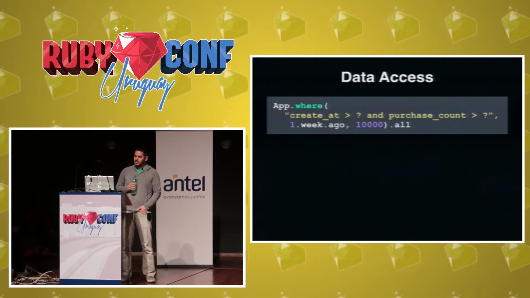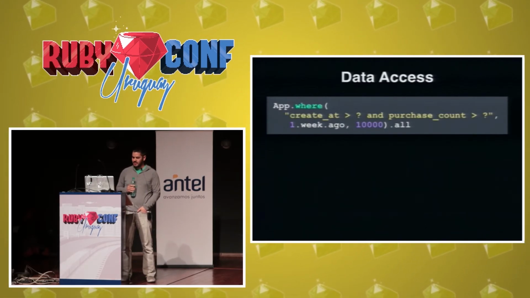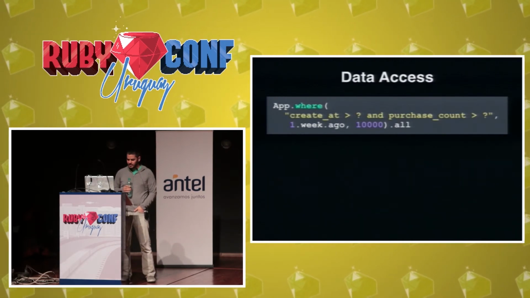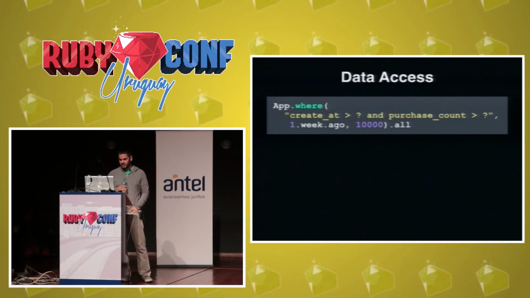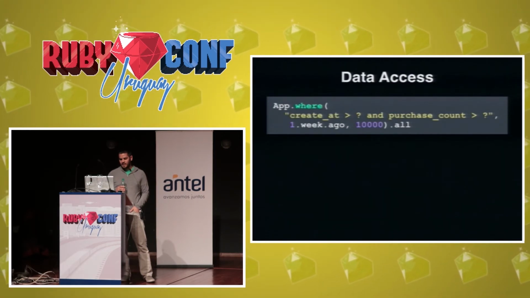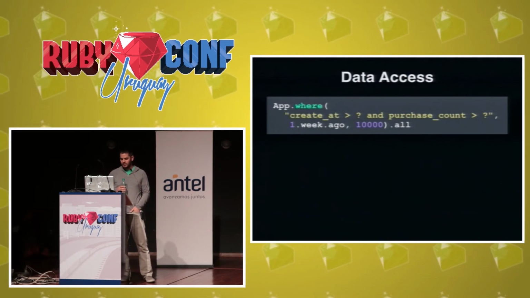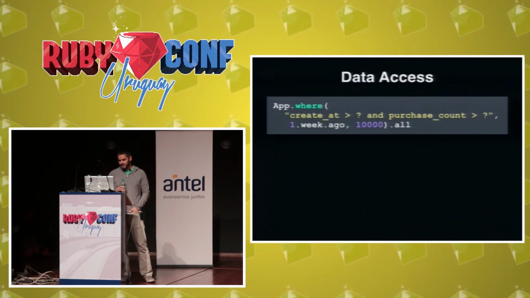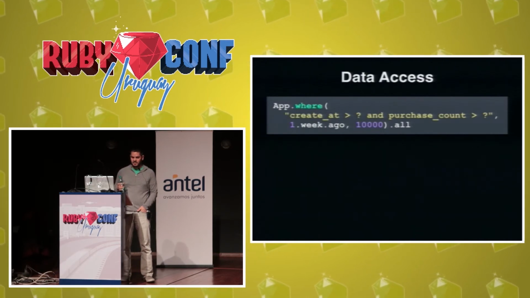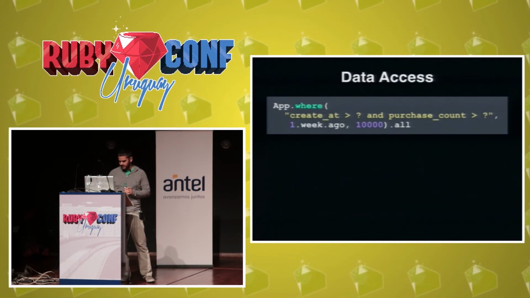So it really frustrates me when I see where clauses in Rails applications that are kind of just scattered everywhere, and it's not very obvious what's going on. So if I look at this example, okay, we're trying to get apps, and we're trying to find apps that are created less than a week ago, where the purchase count is over 10,000. Okay. But what does that mean? Why am I accessing the data this way? So I give code like this a big fat whack.